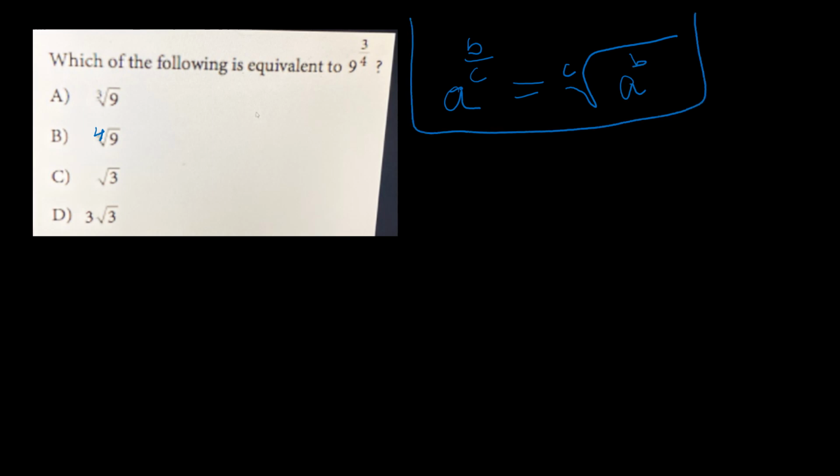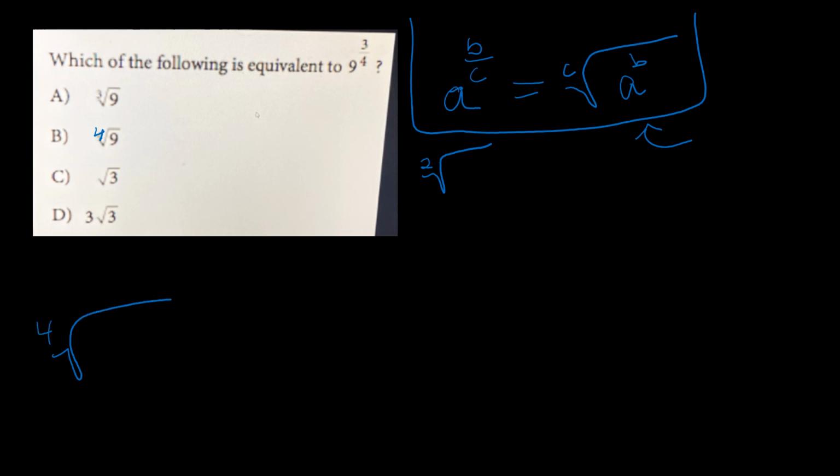Another important thing is when you see a square root, there's really a 2 there. They just don't write it because it's conventional to assume that if there's nothing there, it's the square root, or the second root, I guess, of the equation. So let's rewrite 9 to the 3/4 in that form.